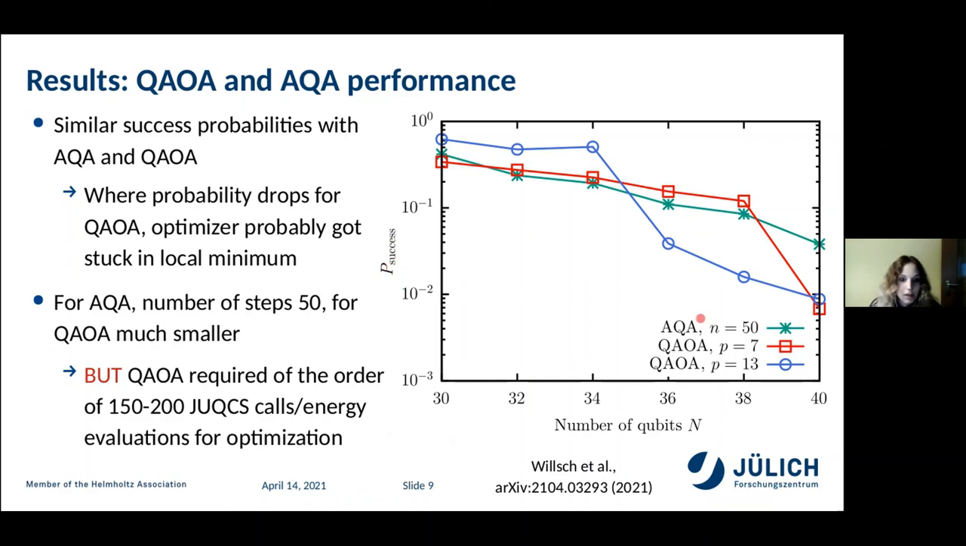And we see here AQUA for 50 steps and QAOA for 7 and 13 steps. What we see is that in a large range here, we actually have quite similar probabilities. And down here, we think that the optimizer of QAOA probably got stuck in a poor local minimum. What we also see is that for AQUA, we have 50 steps, so much larger than for QAOA. But then for QAOA, we also need many energy evaluations for the optimization.